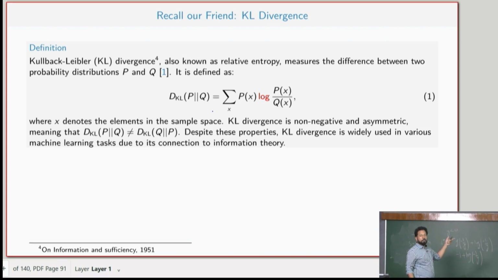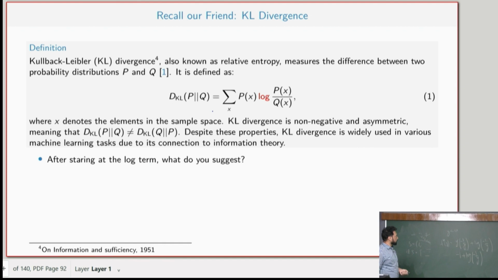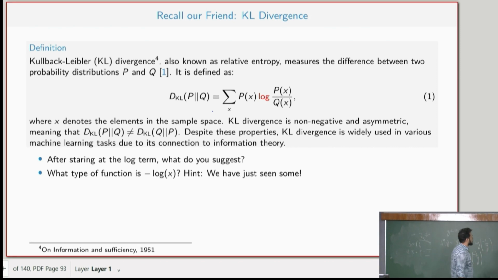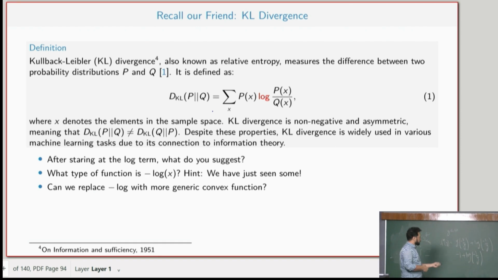It's a divergence. We are not calling it a distance or a metric. We have seen this previously as well, that it is indeed not a metric, and it is defined like this. I have made this an alert where there is a log here, and we can stare at the log and see why the log is there. So after staring at the log term, what do you suggest? Well, I see negative of the log. Negative of the log is convex, so why should I stick with log? Why not use any generic convex function to generalize this KL divergence? Minus log x is indeed a convex function, we have already seen. So can we use a more generic convex function? That's the idea of f-divergence, and that will allow us to derive this.